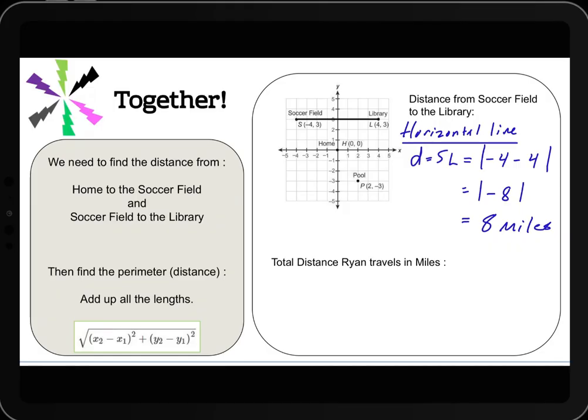Okay, so that being said, we have everything we need now to find the total distance that we want. For the total distance, I'll just call it total. We have from home to soccer, and from soccer to the library. We had 5 miles plus 8 miles, so we get 13 miles. So 13 miles is the total distance that they had to travel.